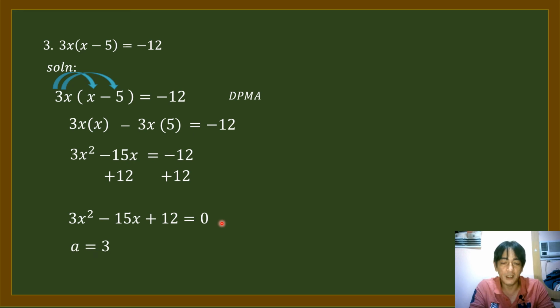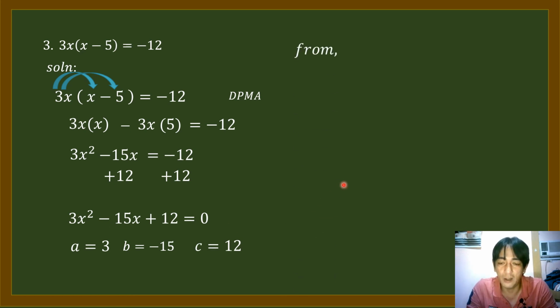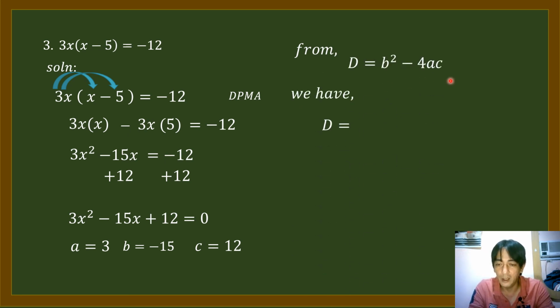Okay, so ang a, b, c natin, a natin is 3 right here. b natin is negative 15. c is 12. Okay, yan na. So, let us now solve the discriminant. So, from the formula D is equal to b squared minus 4ac, we have b now is negative 15 squared. So, ang b natin is negative 15. Squared natin yan mamaya. Then, minus 4ac. a natin is 3. And then, yung c natin is 12. Okay, so, 15 squared.